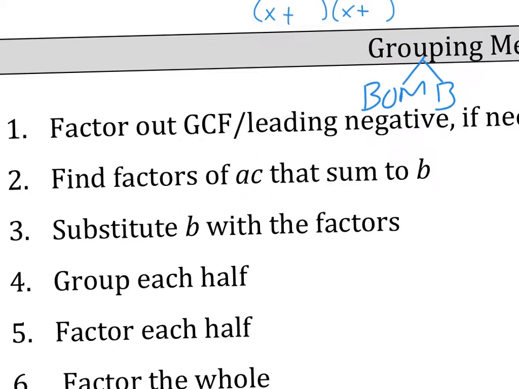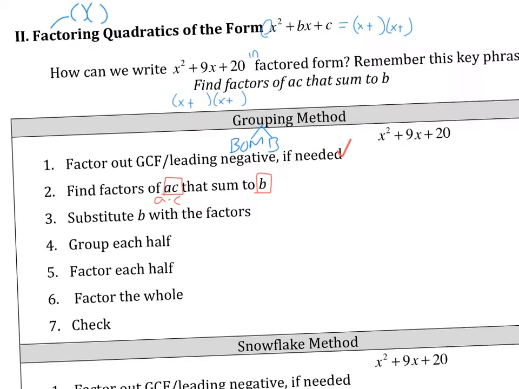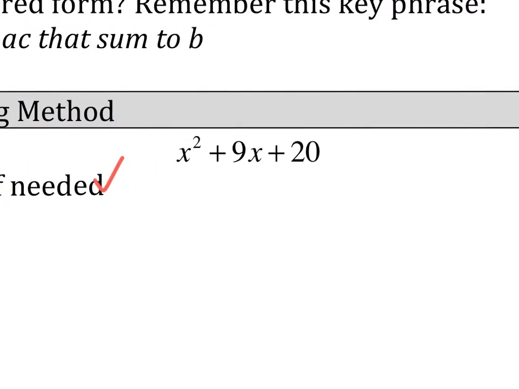Now here is the super secret key. We have to find the factors of AC that sum to B. Now what does AC mean? Take your A times your C and multiply them together. So let's see here. What's the A here? A is 1, it's that number there. And C is 20, right there. So what we have to do is multiply these two numbers together. Notice I'm including the positives and the negatives if they are there. And I want to factor them.